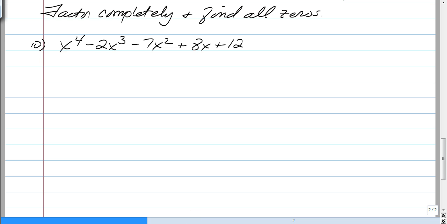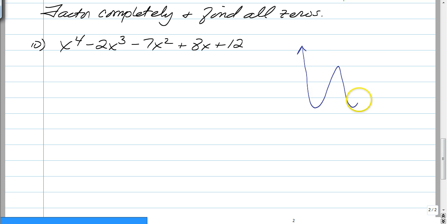Now this last example is your big example. This is where we're going to put a whole bunch of skills together, where you're going to have to factor completely and solve, finding all the zeros, but this is going to require synthetic division as well. So this problem can be done in multiple ways, and it all depends on how you choose to do it. So I'm not going to show you all of your different options. I'm just going to show you one.